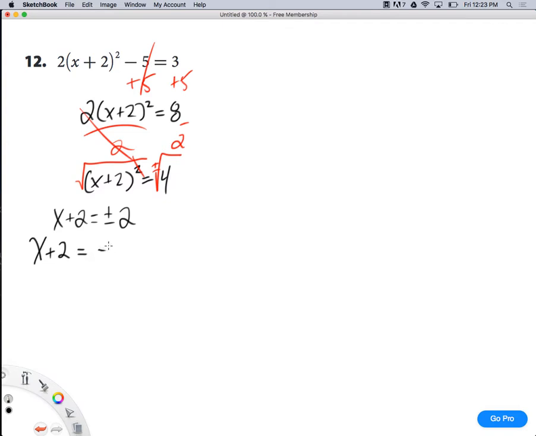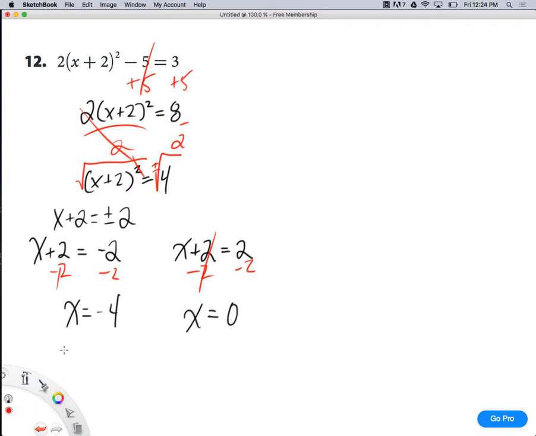x plus 2 equals negative 2. x plus 2 equals positive 2. Subtract 2 from both sides. x equals negative 4. x equals 2 minus 2, which is 0.